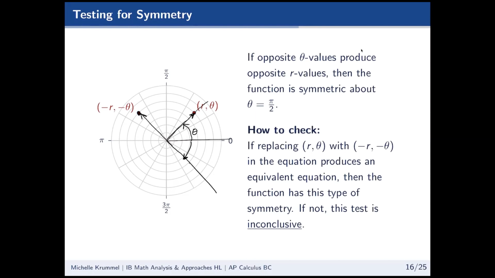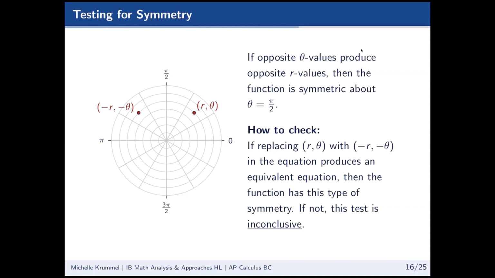And we can see on the graph that those 2 points are reflections across what we think of as the y-axis in the rectangular coordinate system. In the polar system, we would just say theta equals pi over 2. It's not really called an axis. So if opposite theta values produce opposite r values, then we have a polar equation that is symmetric about theta equals pi over 2, or you can think of it as the y-axis.